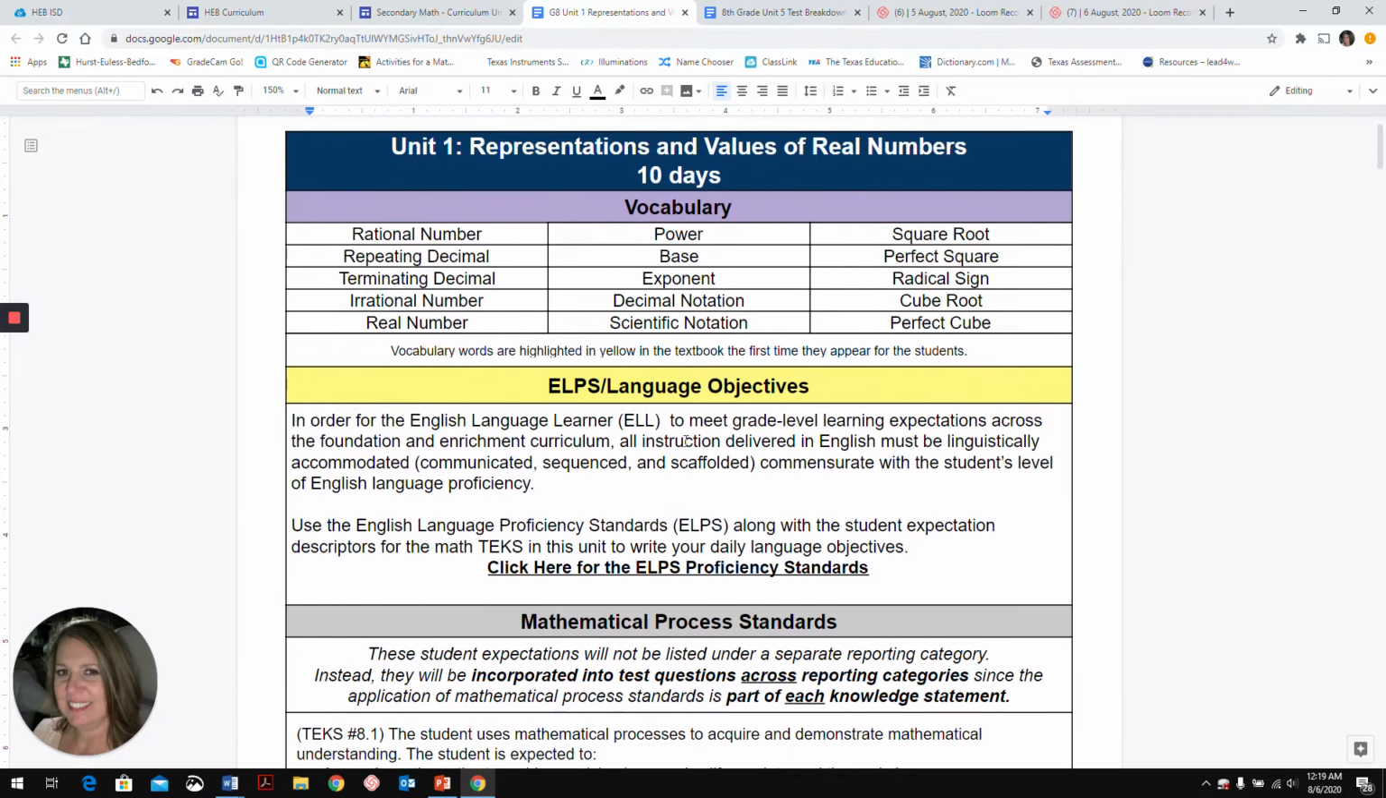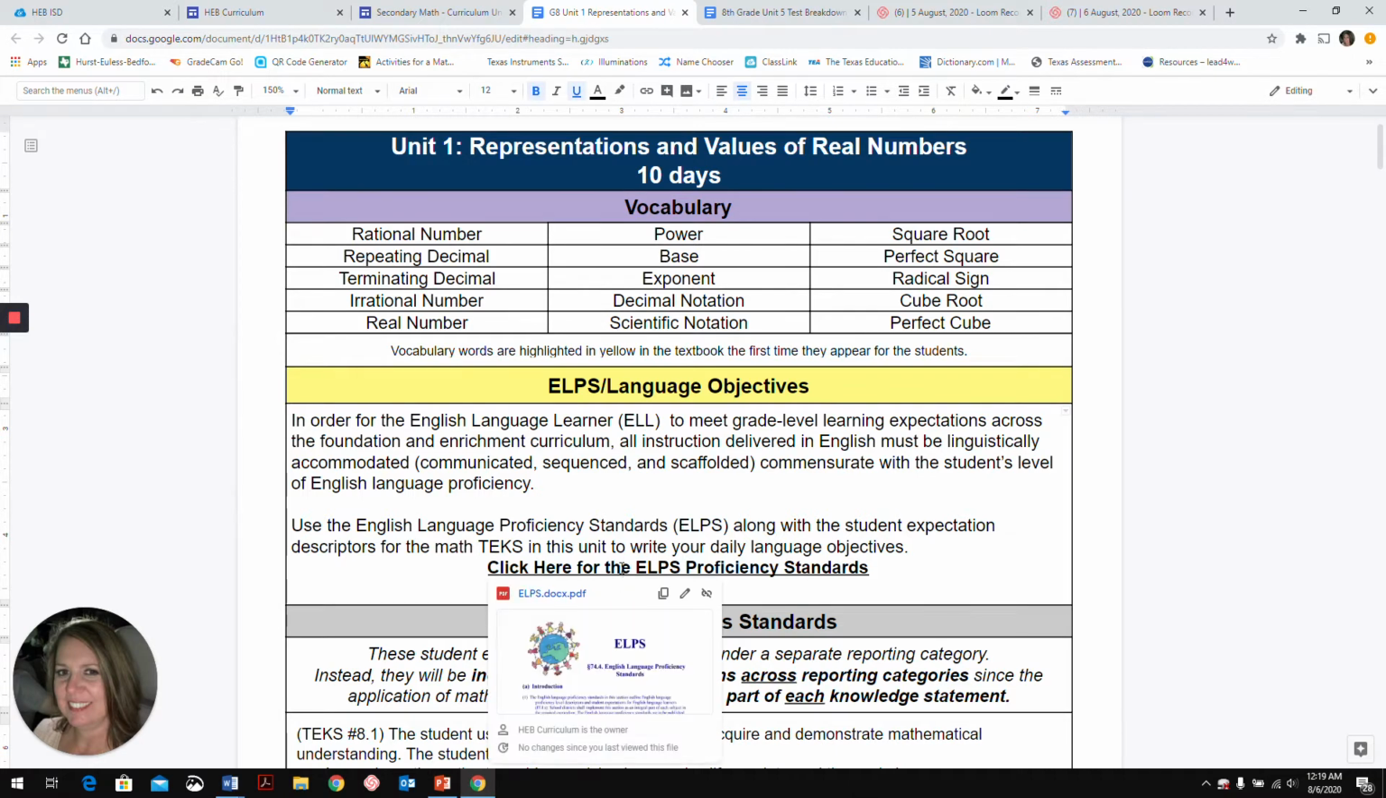Then we have the ELPs. You may remember that in the older curriculum, there were a lot of Word documents or PDF documents embedded throughout the curriculum. Now, since we're in Google, we're able to just link those items, so that's really nice. Anytime you see something underlined, you know that's a link. And you can click on it to see a thumbnail, and then if you'd like, go ahead and click to fully open it.